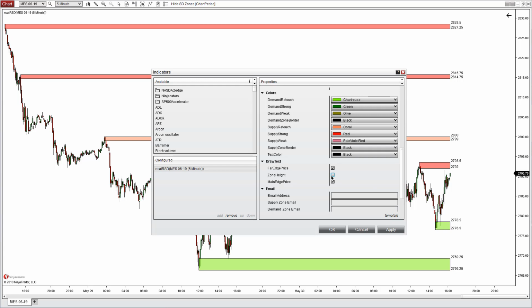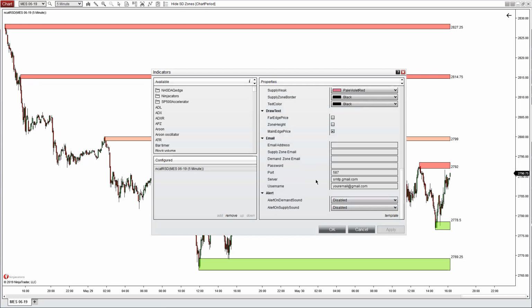This zone height here, if I check that, it's going to tell me in terms of ticks. Let's turn this off here. It'll tell me in terms of ticks how many ticks I'm going to risk. So it tells you the width of the box. This box is 8 ticks high, this one is 6 ticks high, and this one's 4 ticks high.